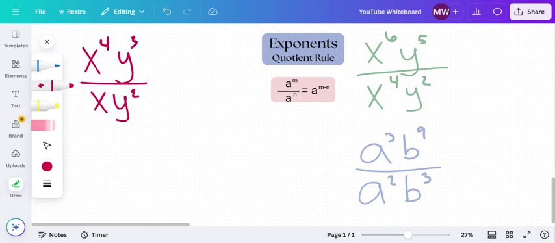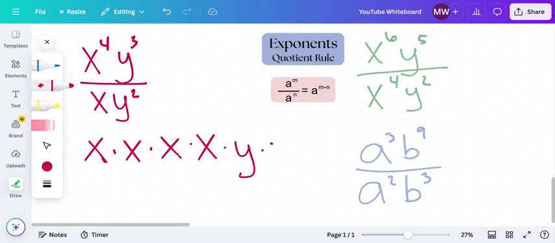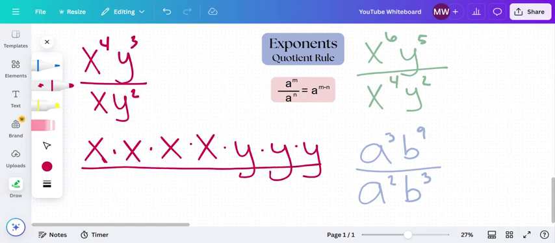So first, let's try this as if we were just writing it out without using our quotient rule. So if we wanted to write this all out, it would look like this. So x to the fourth would be 4 x's times y to the third. So we've got 3 y's going across. That's our numerator. The denominator is 1 x, and then times y times y.